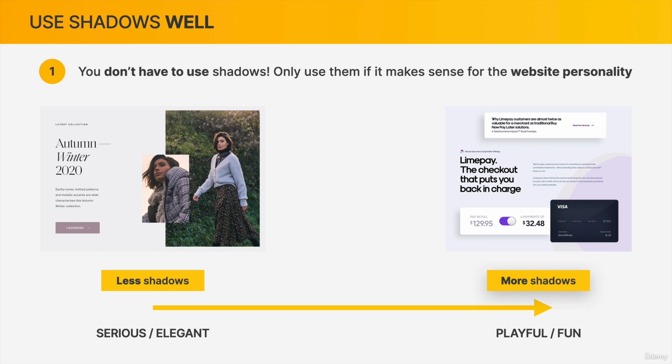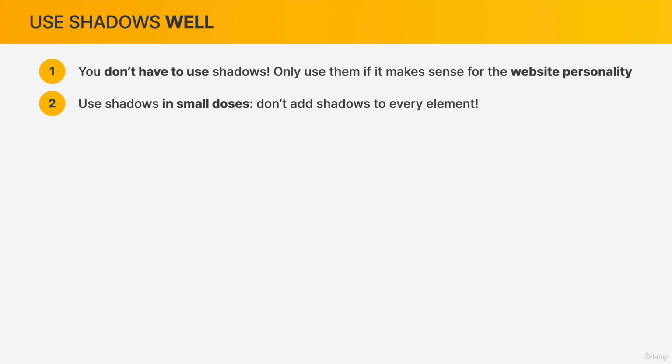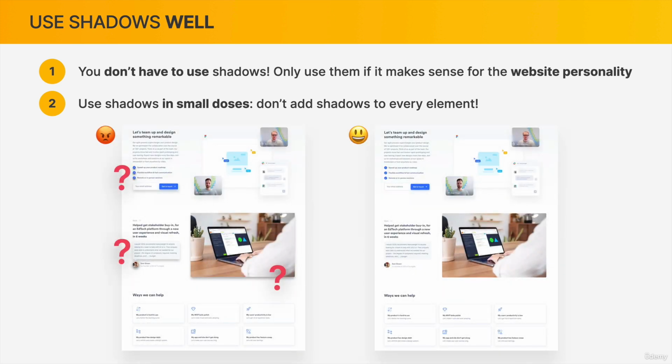Now we will go into what kind of shadow to use for different situations. But before we do that, let me give you 2 general rules on how to use shadows. And the first one is that you should always use shadows in small doses. So please don't go ahead and add shadows to every single element on the page, because that will just be confusing and will kind of defeat the purpose of using shadows in the first place.